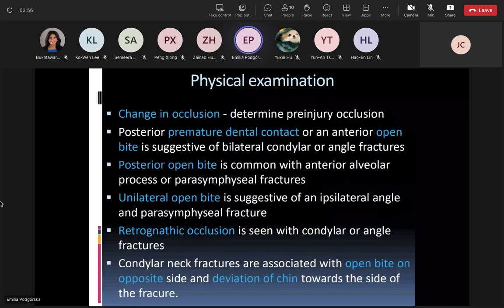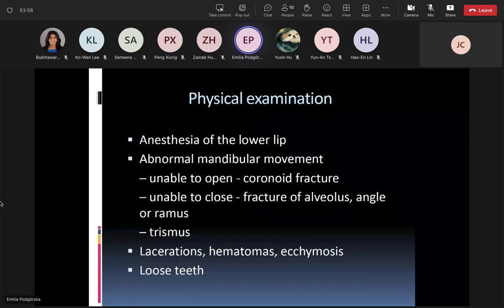Clinical examination: anesthesia of the lower lip, abnormal mandibular movement, unable to open suggests coronoid fracture, unable to close suggests fracture of the alveolus. Look for laceration, hematoma, and extremities.